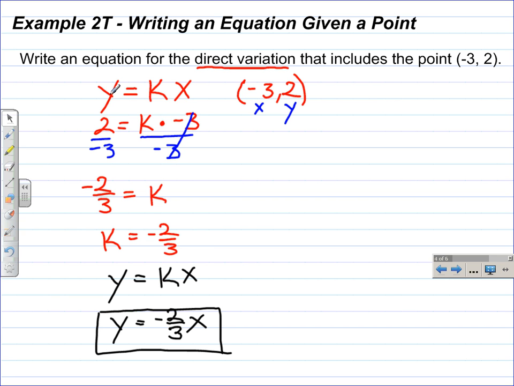To review, what we did is we started with the equation for direct variation. We substituted in the ordered pair, the x and the y values. We solved that equation for k by dividing each side by negative 3. That gave us our constant of variation, k is equal to negative 2/3, and I substituted that in for the k, giving me my final solution, the direct variation equation, y is equal to negative 2/3 x.